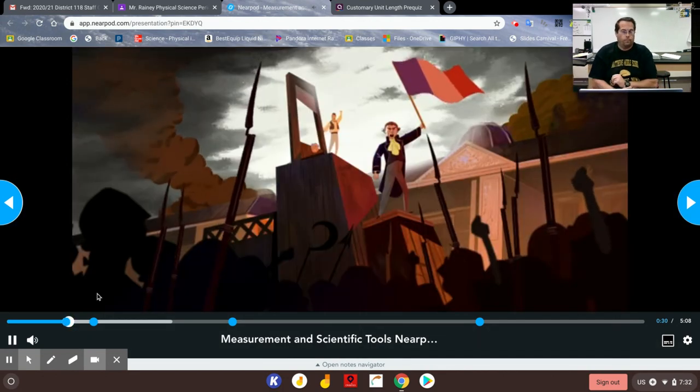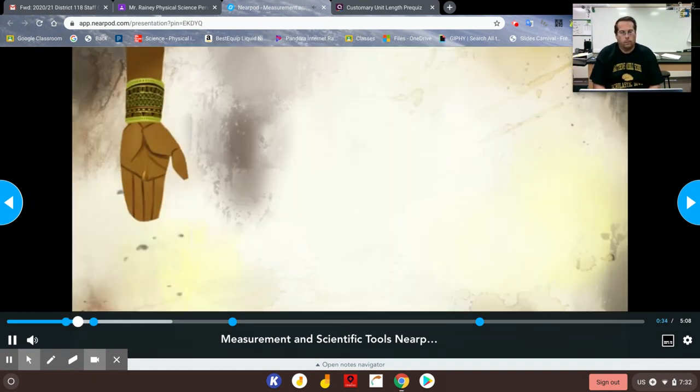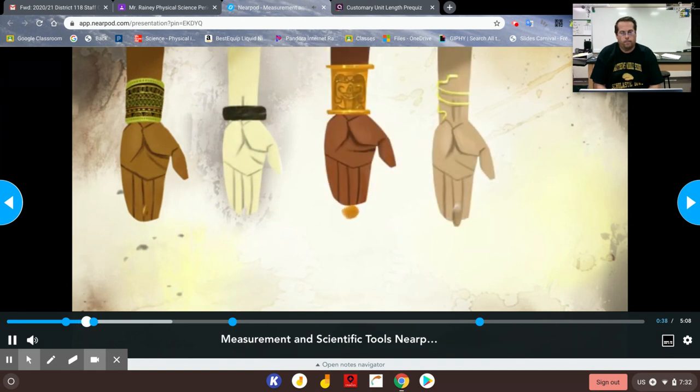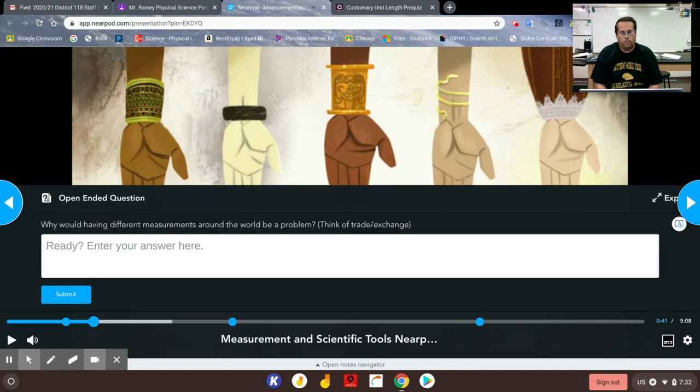So what's the connection to the French Revolution? Let's explain. For the majority of recorded human history, units like the weight of a grain or the length of a hand weren't exact and varied from place to place. So we discussed in class why this would be a problem. When you start talking about early cultures and their trading, if I have different measurements for different units, it's really hard to trade. So why would having different measurements around the world be a problem? Think of trade and exchange.